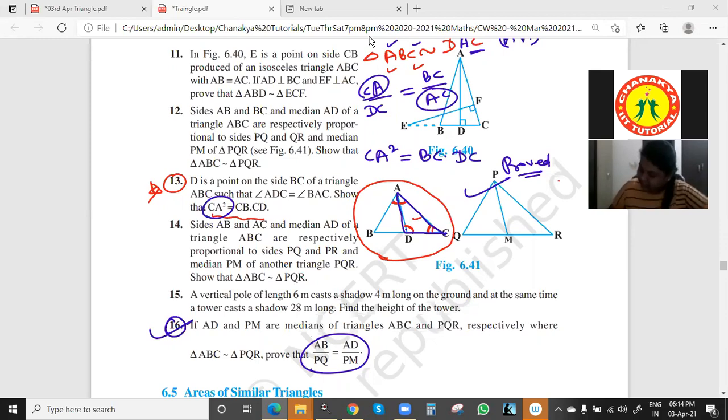See, AB and PQ are sides of the triangles, and AD and PM are medians, the lengths of medians. So we can use a two-step method for this question. We can first prove similarity of the two triangles containing the median length.